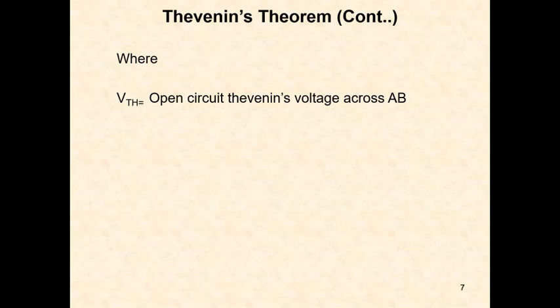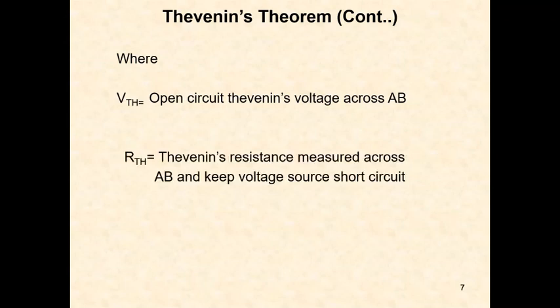Here VTH is the open circuit Thevenin's voltage across AB and RTH is Thevenin's resistance measured across AB, keeping voltage sources short circuit and current sources open circuit. RL is the load resistance. This is the statement of Thevenin's theorem. It is very, very important to solve the problems.